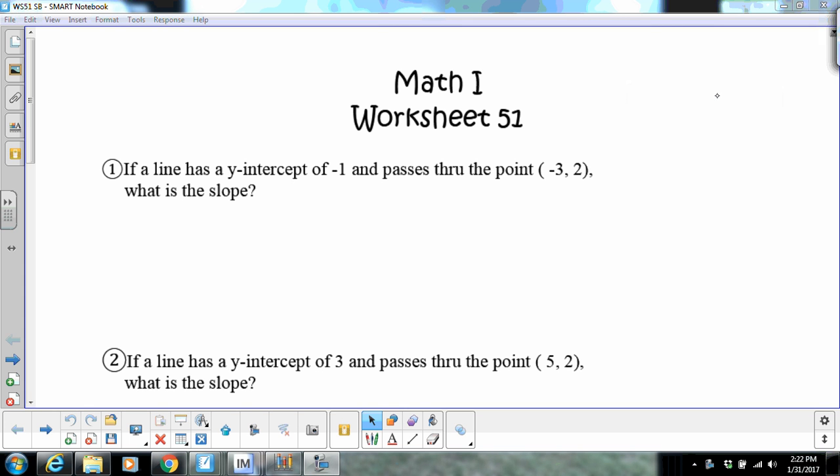Right, so I'm going to work through some of your worksheet 51 problems. The first few are old stuff. Basically we had done this, I'm not even sure when in first semester, so we're going to review that now.